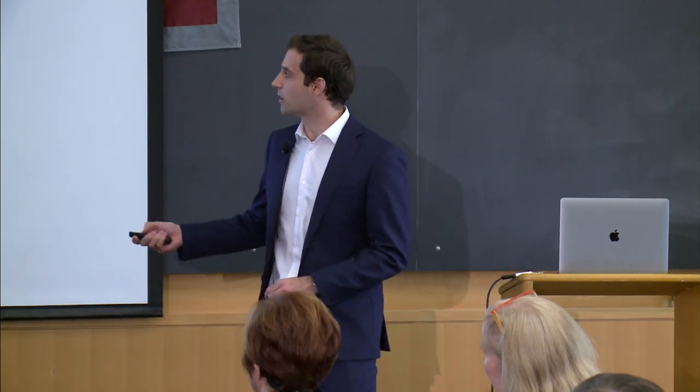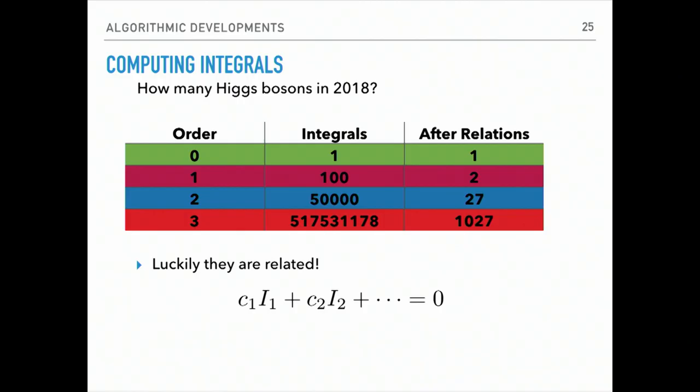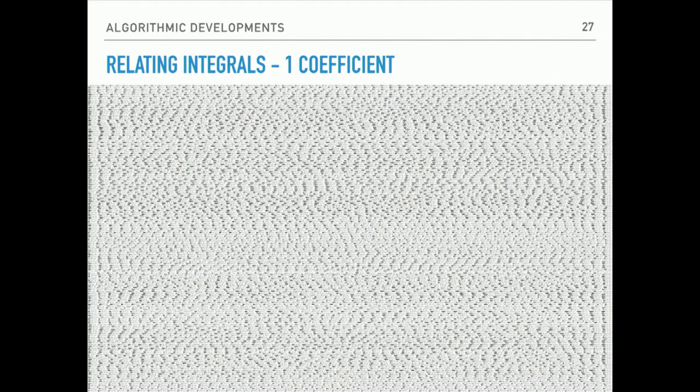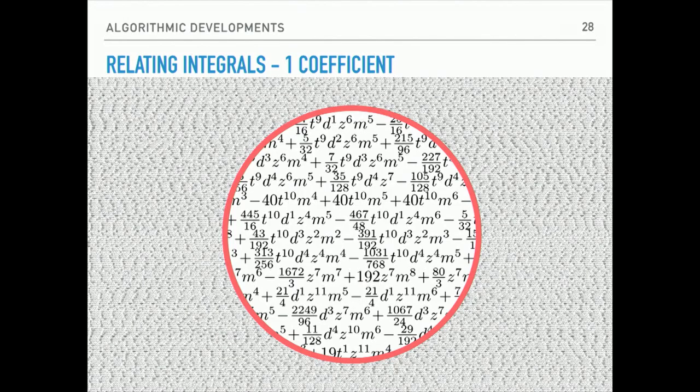Now, another way of seeing that this is not an easy game is by looking at what these coefficients in our equations actually look like. So I want to show you an example. This is roughly an example of one of these coefficients. If you can't see anything, don't worry, there's a zoom in.